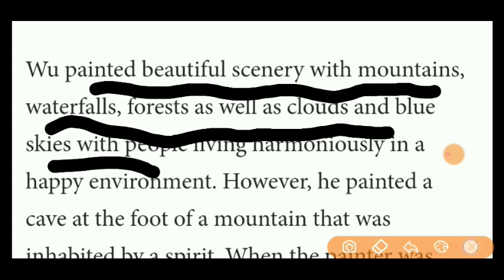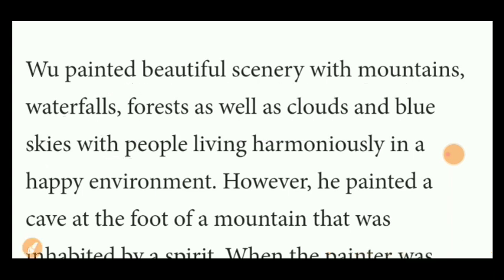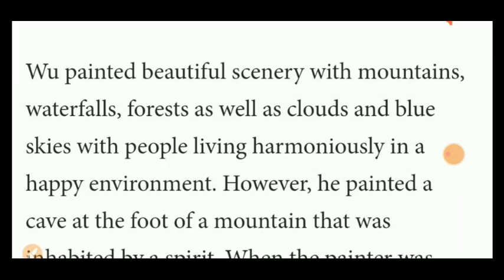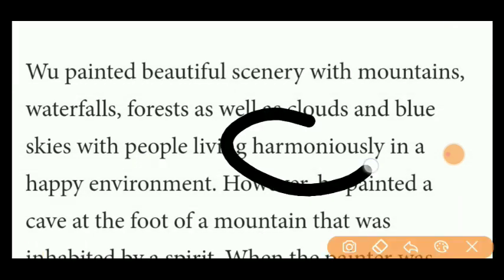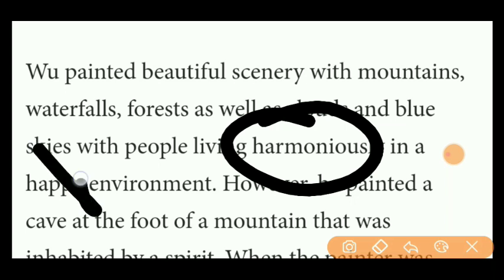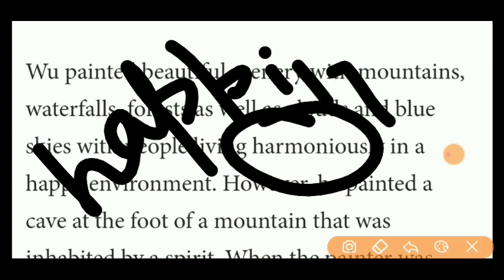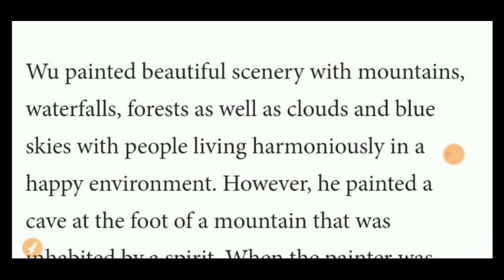So here is the word harmoniously. It means happily. Happily. Now, in a happy environment.